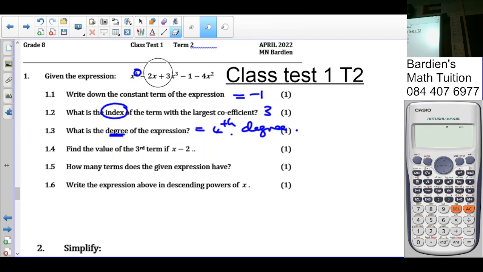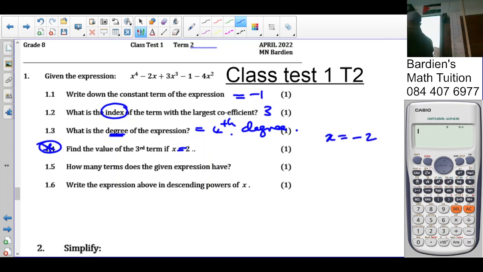Then it says, what is the value of the third term? Now this question I haven't marked on you guys. The value of the third term, if x is equal to 2. The question should have read x is equal to 2. The initial question was x is equal to minus 2. But you guys didn't do negative numbers. So what I did was I was supposed to have taken out the negative, but I took out the equal sign by mistake.